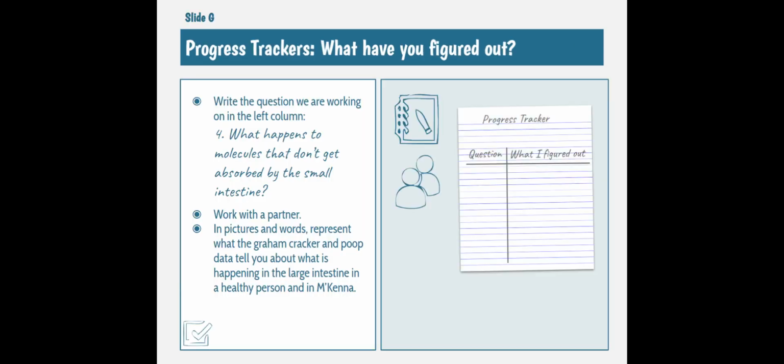All right, time to grab your yellow progress tracker. And I want you to go to our lesson 4 page, and you can work with a partner, but with words and pictures, I want you to represent or explain what the graham cracker and poop data tells you about what is happening in the large intestine in a healthy person and in McKenna.